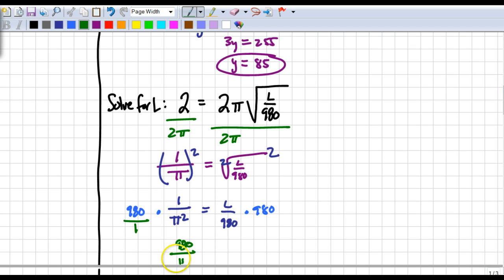And I'm fine with students leaving it like that as your final answer because that answer has not been rounded. If they do want you to round to a particular decimal, then you would go ahead and type it in and you'd round accordingly.